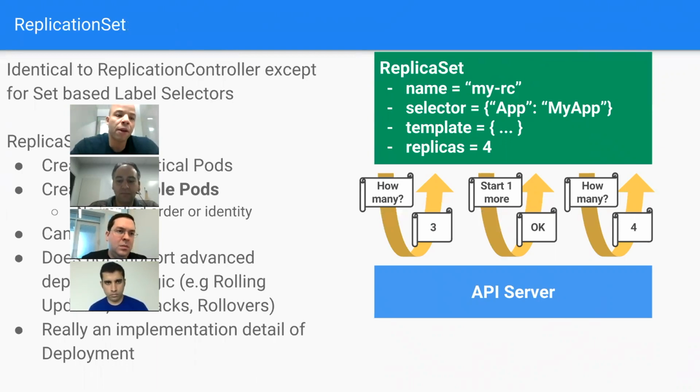So replication controller eventually evolved into replica set. The main difference there was just we added set-based label selectors. Other than that, they're pretty much identical.